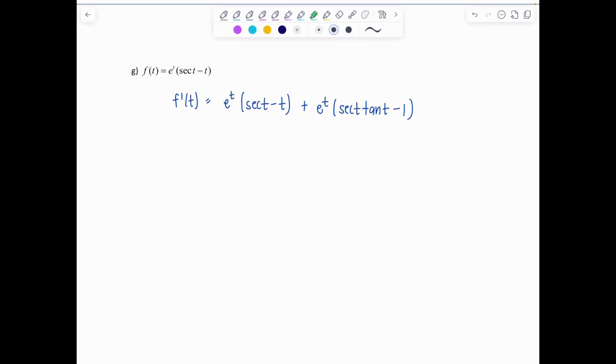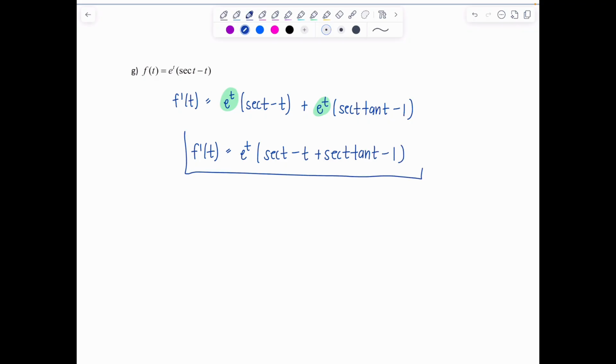Good? Okay, perfect. I'm noticing I can factor out e to the t, so let's do that. And then that's probably it. I don't think there are going to be any like terms to combine. So e to the t times, secant t minus t plus secant t tan t minus 1. Voila. And that's it, you guys.